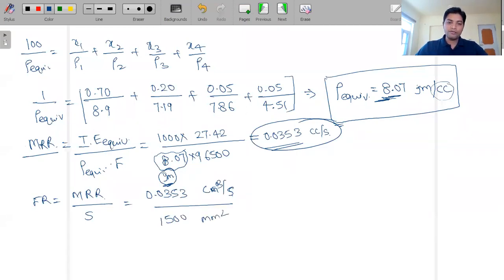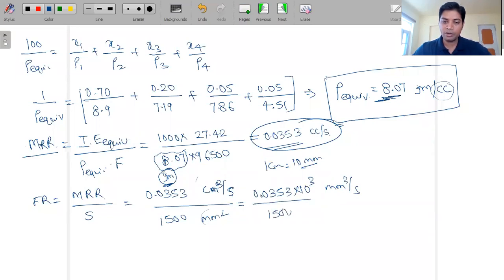Now either you can convert this square into centimeter square, or you can convert this cubic centimeter into millimeter cube. So 1 centimeter equals to 10 mm, and when you do the cube, this will become 1000. So I'm multiplying with that 1000. So 0.0353 into 10 raised to power 3, this will become mm cube per second. Okay guys, and this will be upon 1500 mm square. So this will cancel out, and this will become mm per second.